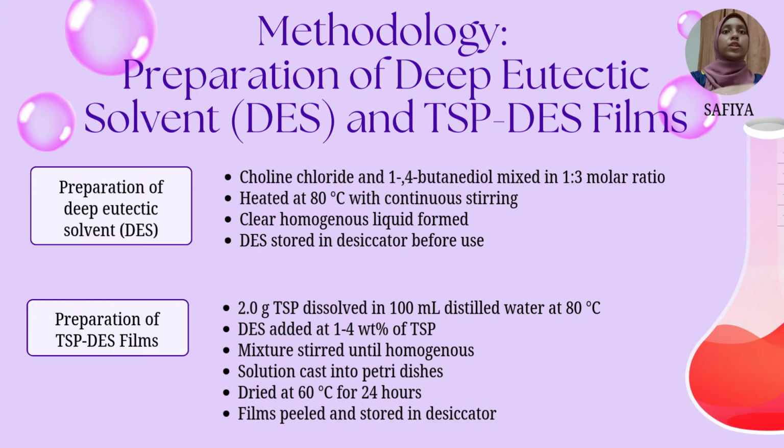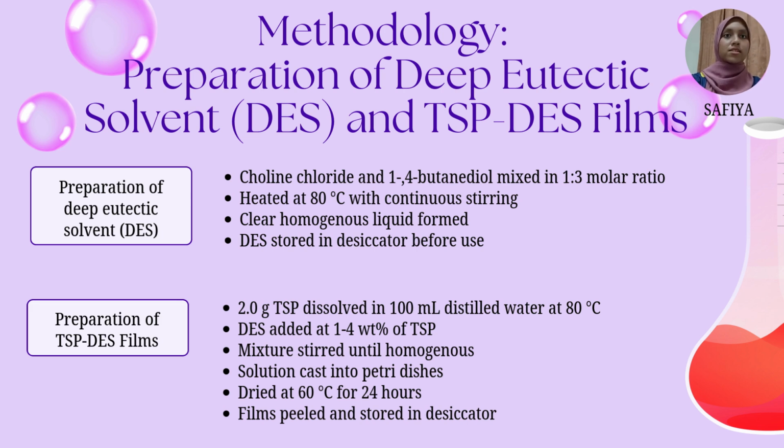Now we will get into the preparations of DES and preparations of TSP-DES plasticized films. The DES was prepared by mixing choline chloride and 1,4-butanediol in a molar ratio of 1:3. The mixture was heated at 80 degrees Celsius with continuous stirring until a clear and homogeneous liquid was formed. After the preparation, the DES was stored in a desiccator to prevent moisture absorption before further use.